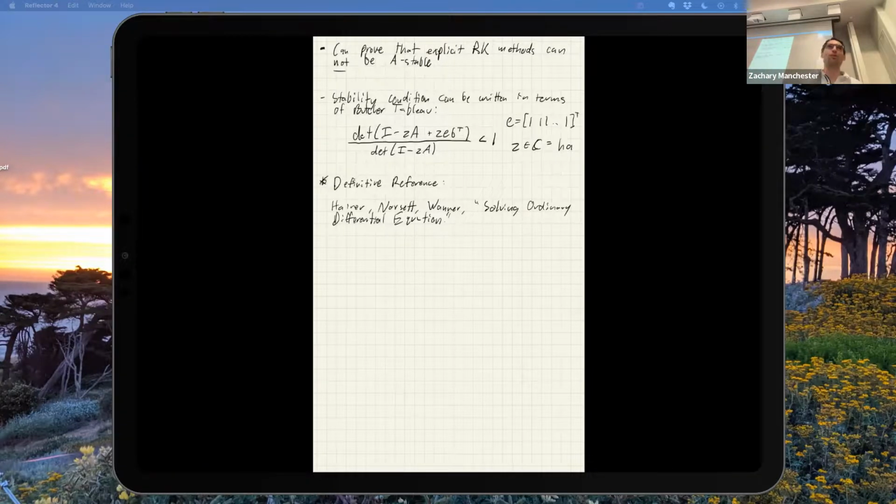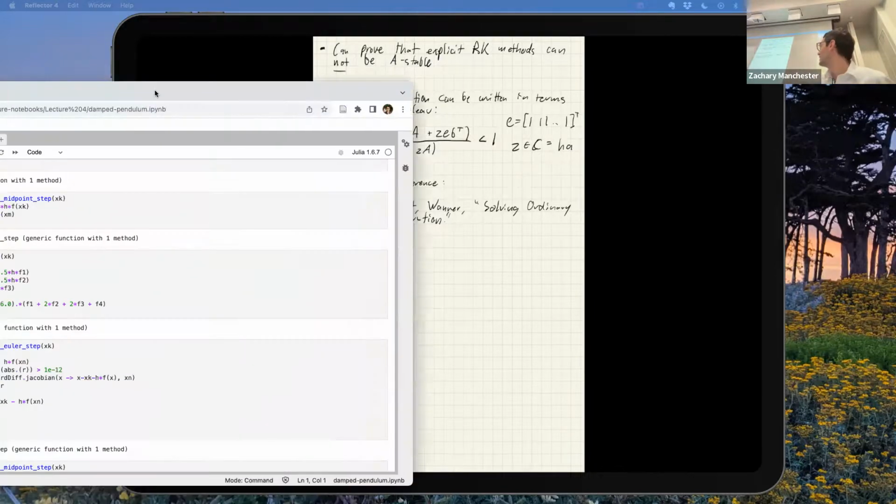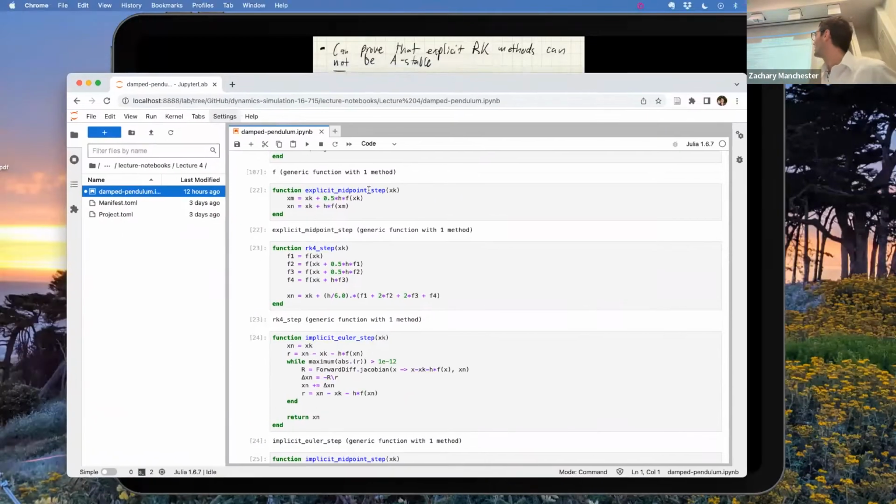Check it out. A couple of volumes. The first volume has all the standard stuff. I think volume 2 is stiff equations. And I think volume 3 has geometric methods, all these crazy Hamiltonian things that preserve invariance, which I think we'll actually get to a little bit in this class. Okay, so let's do some code.